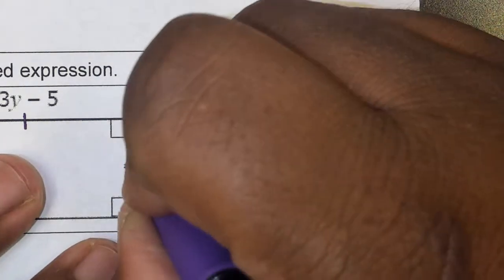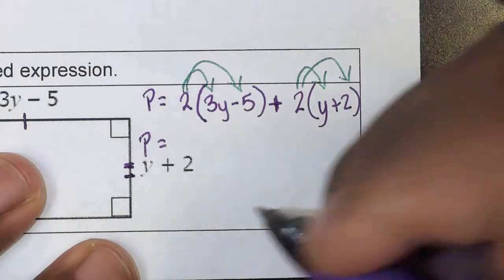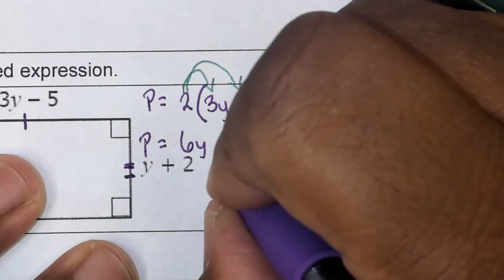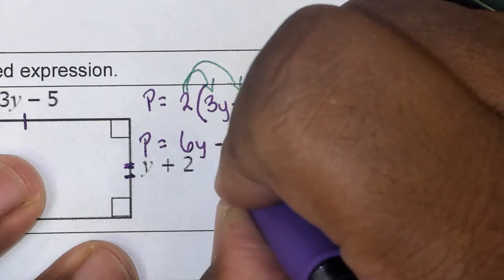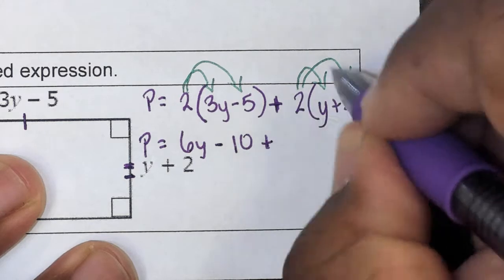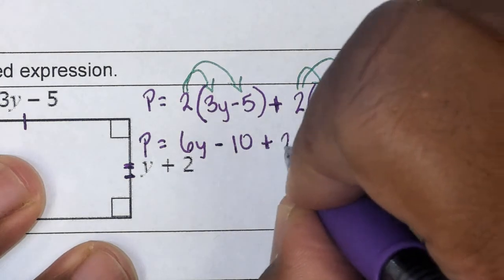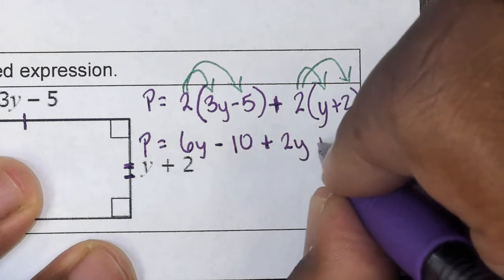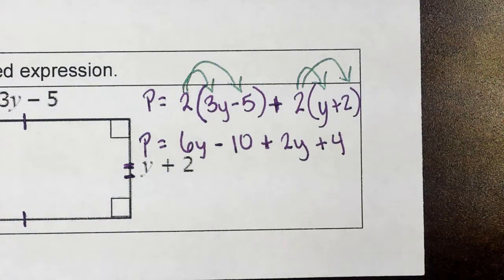And rewrite this. So P equals 2 times 3y, 6y, 2 times negative 5, which is negative 10. And then plus 2 times y, which is 2y. And then 2 times 2, which is 4. So that's my expression after I distribute.